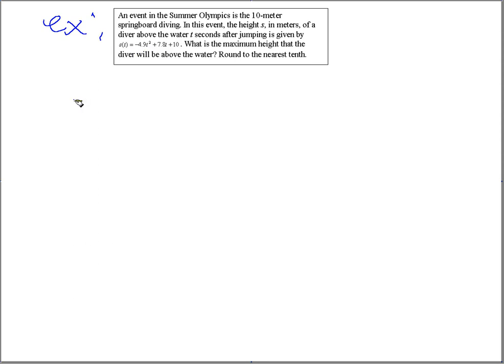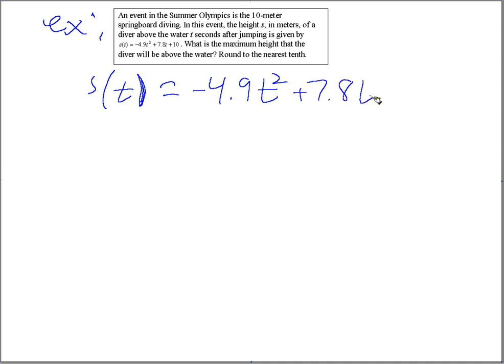In case you can't see this clearly, let me write it out. You're given that S of t, which is the height of the diver above the water after t seconds, where t is the time and S is the height, is negative 4.9t squared plus 7.8t plus 10. What is the maximum height that the diver will be above the water? Round to the nearest tenth.